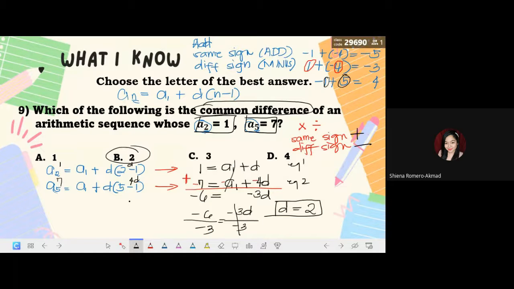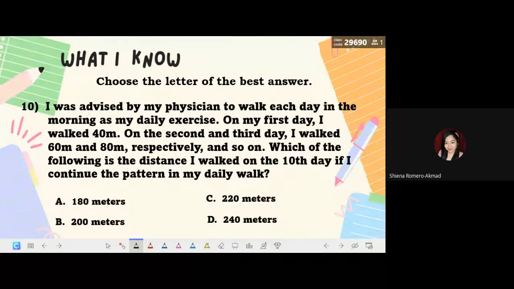Okay. So, since we are done with the common difference, we are going to proceed now to number 10. So, please read the problem. Number 10, please read po.